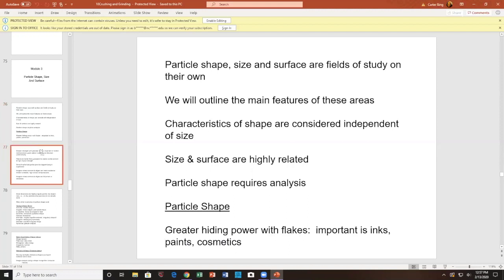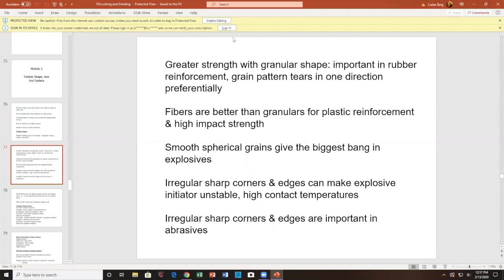Next, you're interested in greater strength. Well, you get it with granular shapes, important in rubber reinforcement. Fibers are better than granulars for plastic reinforcement, and they generate a high impact strength. Smooth spherical grains give the biggest bang in explosives. Right? Again, particle shape and the effect on processing.